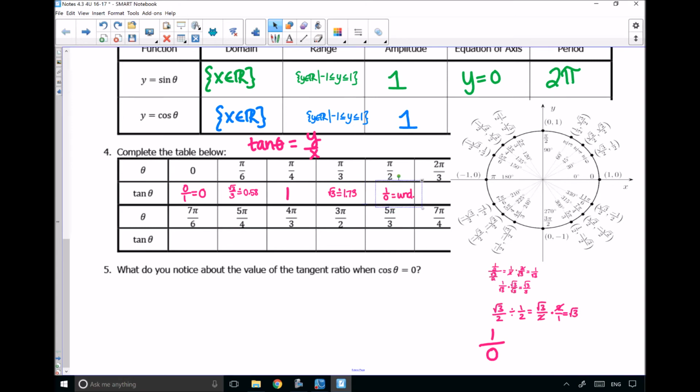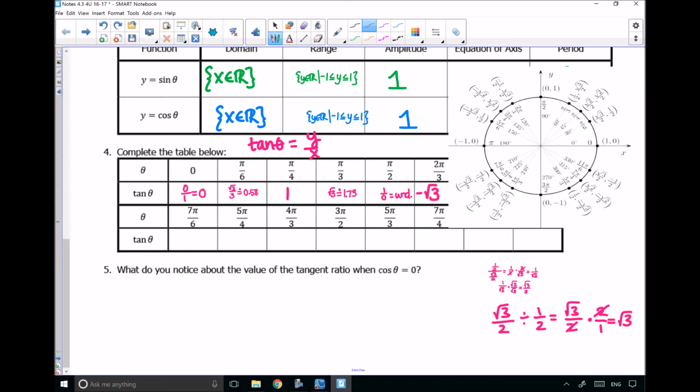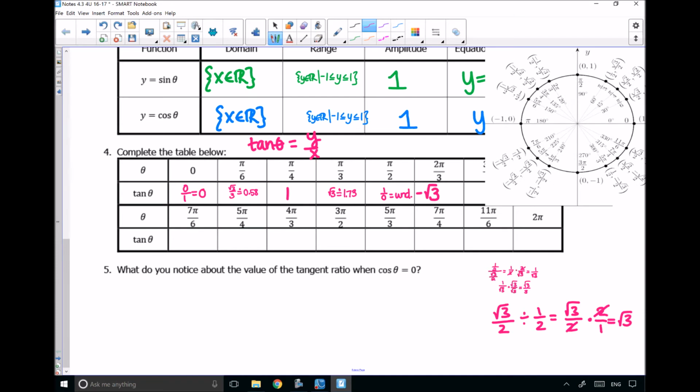So then the next one that we have is 2 pi over 3. So to get 2 pi over 3, I'm going to take root 3 over 2, and I'm going to divide it by negative 1/2. So it actually ends up looking like this piece right here, except I've got a negative. It's a positive divided by a negative. So I end up getting negative root 3 over here. So if I get negative root 3, we know that root 3 is approximately equal to 1.73. So this is negative 1.73.